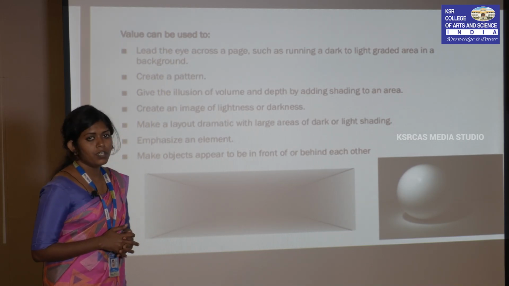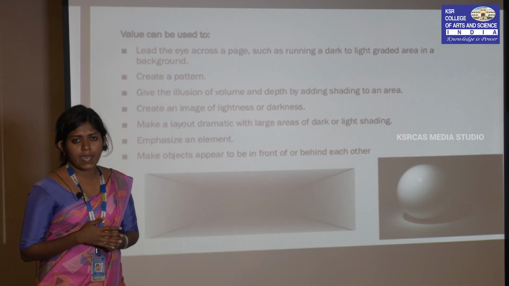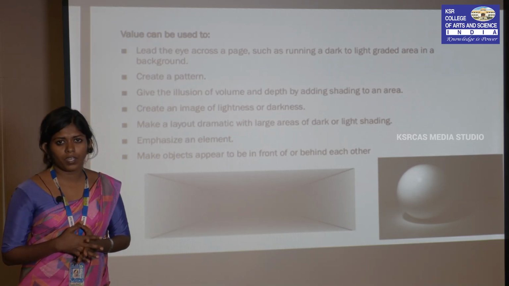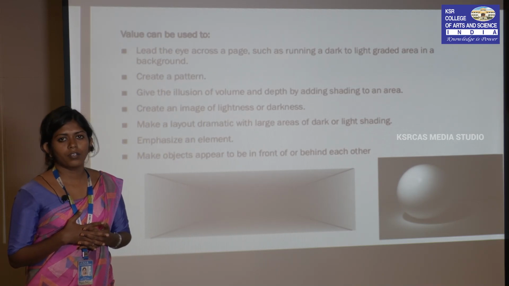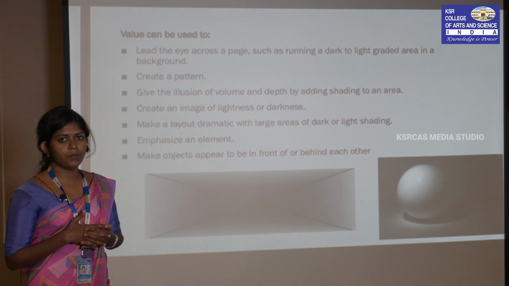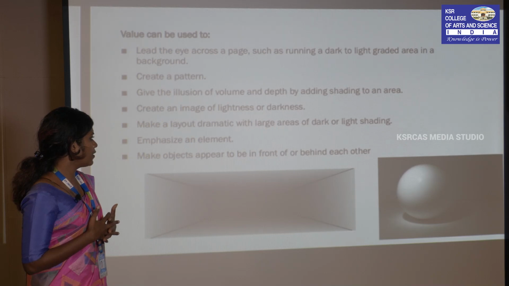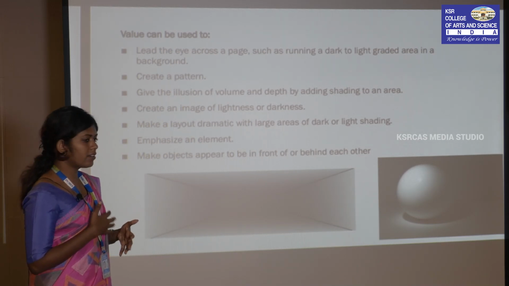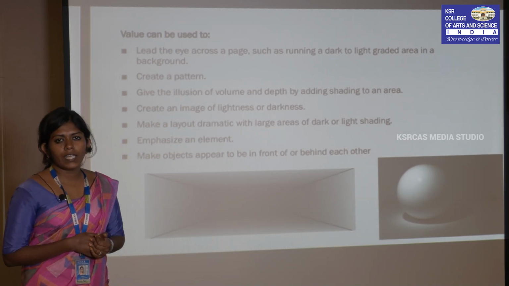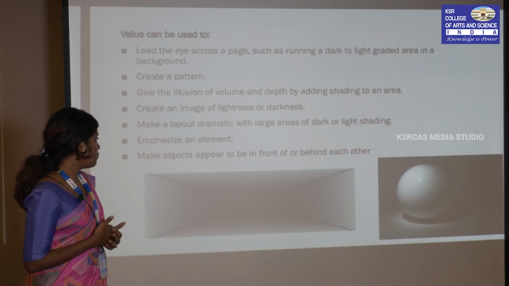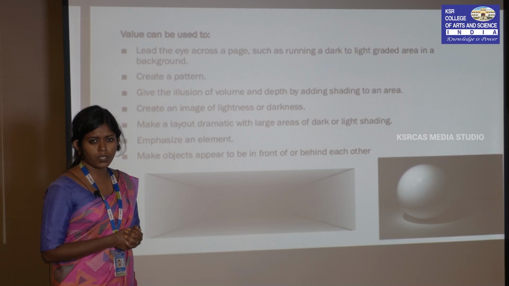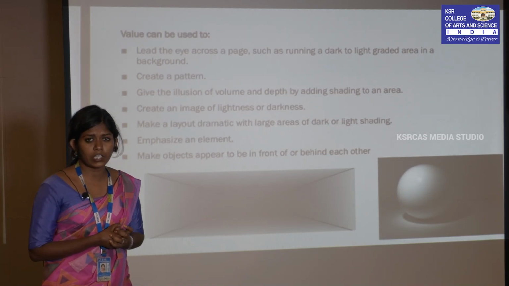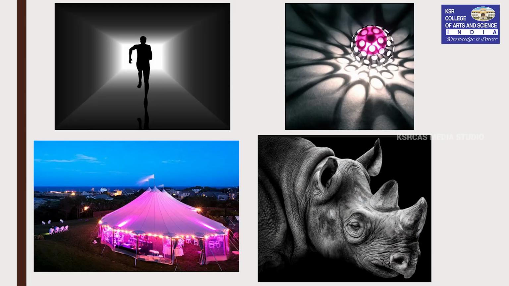Emphasis on an element: shading helps to create emphasis when you are trying to design something and you want to emphasize any important elements or any important parts of the image. You can use these values in a creative way to draw the attention of the audience. It makes objects appear to be in front of or behind each other. So it generally helps to create a visual illusion. These are a few examples of creative uses of values.